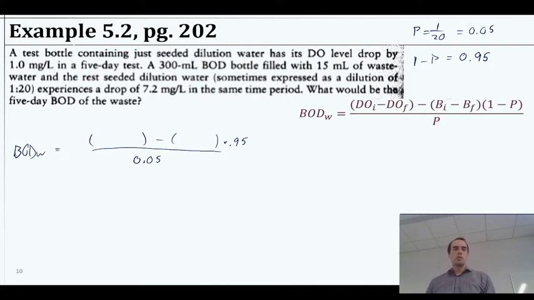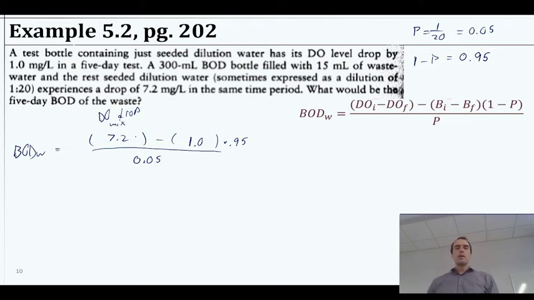So solve this problem. As you see, I went ahead and got P, 1 over 20 is 0.05. So 1 minus P is 0.95. So I can go ahead and set up the equation here like this, where we have essentially DO initial minus DO final. This is the drop in the mixture, right? This is the DO drop. That's how we could define it for the mix. And so that was given to us as 7.2. So it doesn't really matter what initial we had, and the fact that we weren't given any initial, because we knew the drop. And here was 1.0 for the drop in the dilution vial.